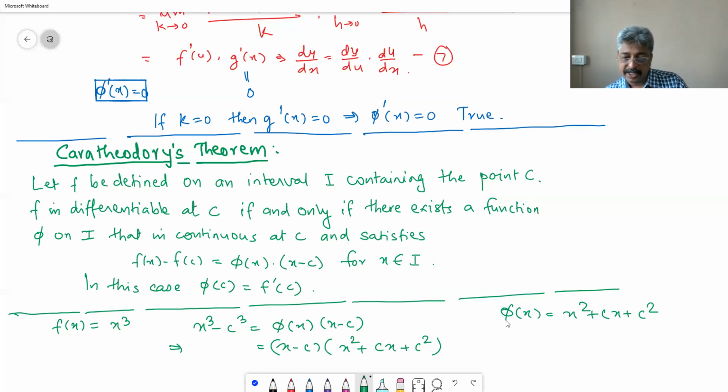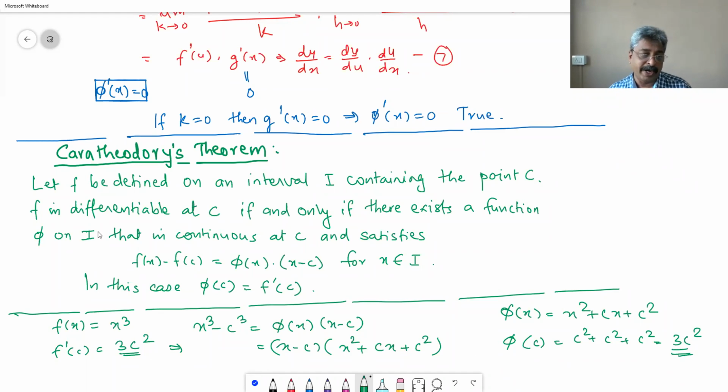And what this theorem is saying is that if you want f dash of c, then it is 3c square, we know, because it is a simple polynomial. And phi of c is equal to c square plus c square plus c square, which is 3c square. This and this are the same. And it will happen every time, provided f is differentiable at c, if and only if you get phi continuous at c. Okay, so this is what it is. Now let us try to write down the proof.